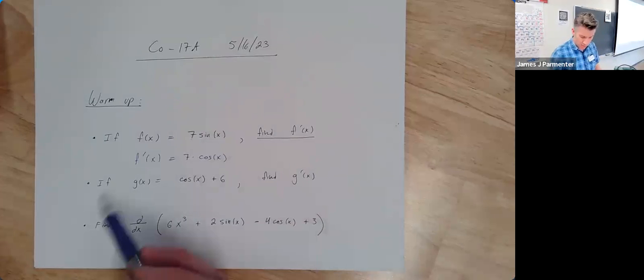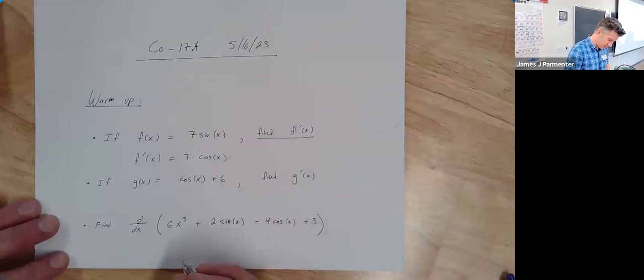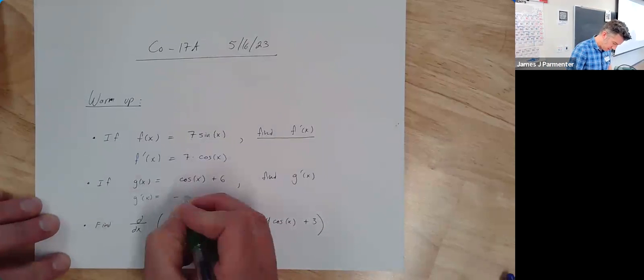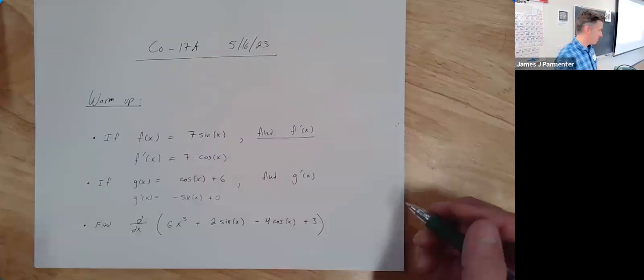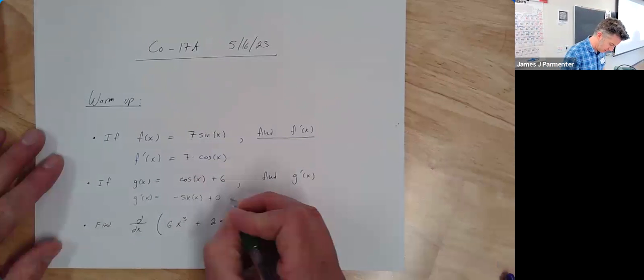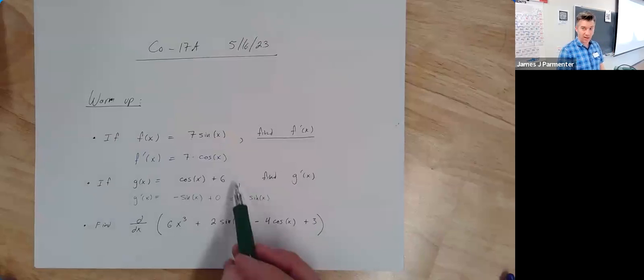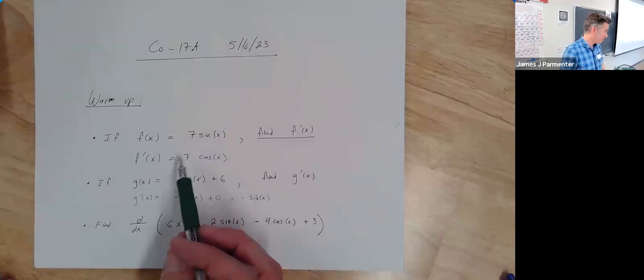On the other hand, here for g of x equal to cosine of x plus 6, the derivative is going to be, well, the derivative of cosine of x is negative sine of x, and the derivative of 6 is 0. And I wouldn't really write plus 0, I would just write this is equal to negative sine of x. So when you have constants on their own, added or subtracted, their derivative is 0. When you have constant multiples, they stick around.